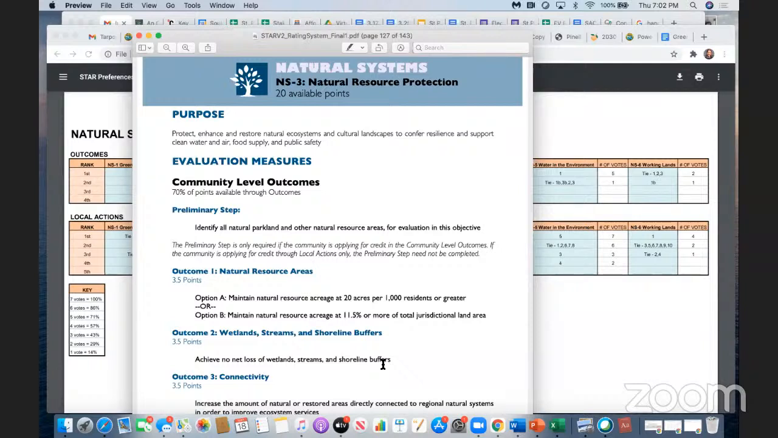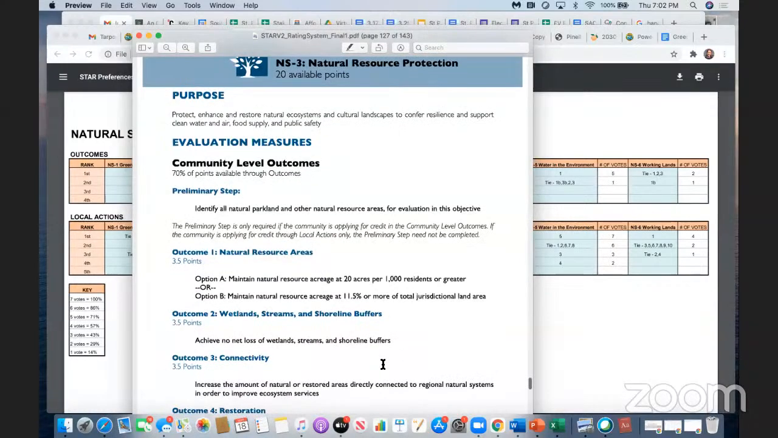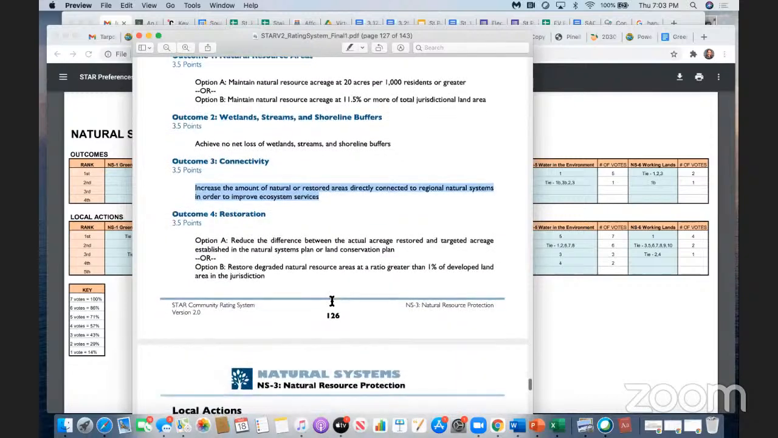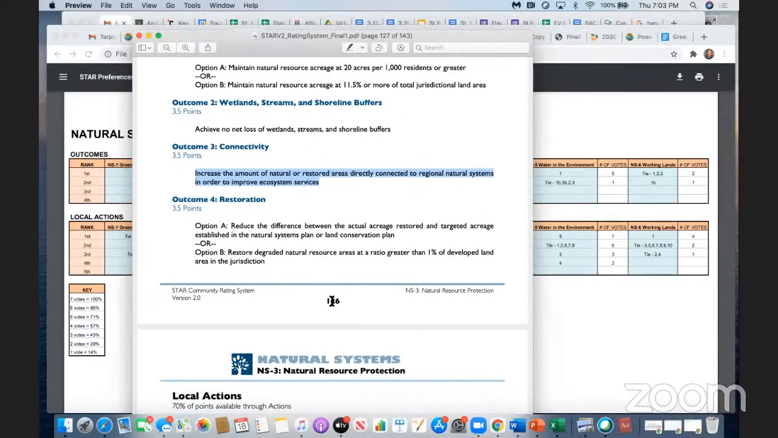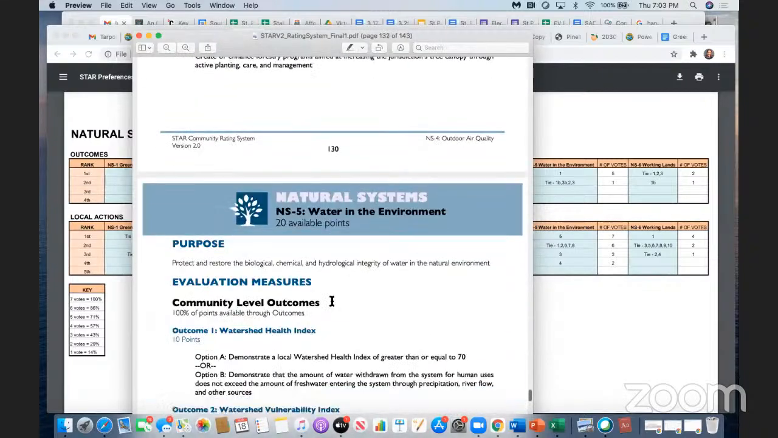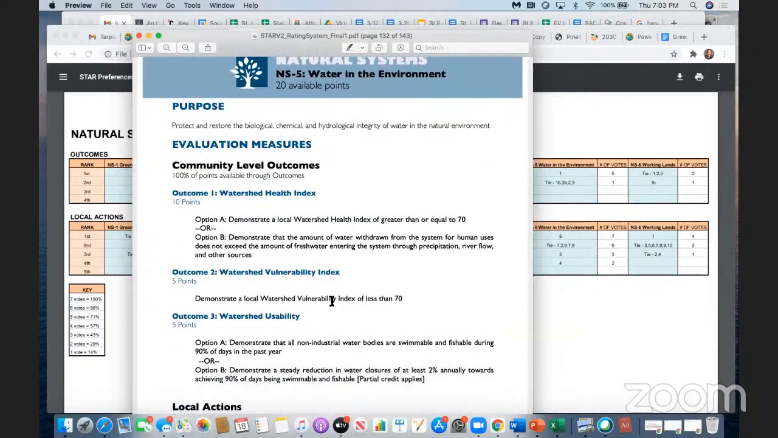Okay, I'm going to move us on to the next item, which is Natural Systems 3, Natural Resource Protection. Outcomes 2 and 3 both received 6 votes. Outcome 2 is achieve no net loss of wetland streams and shoreline buffers. And 3 is increase the amount of natural or restored areas directly connected to regional natural systems in order to improve ecosystem services. I'm just going to keep going through these. Natural Systems 5 is water in the environment, and that received 5 votes, outcome number 1.